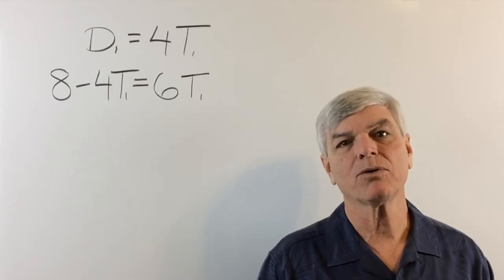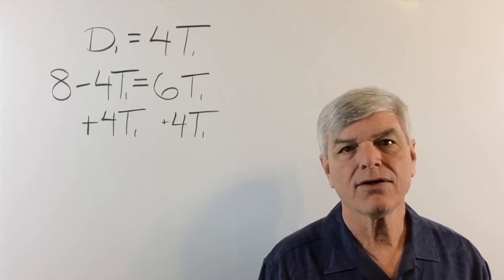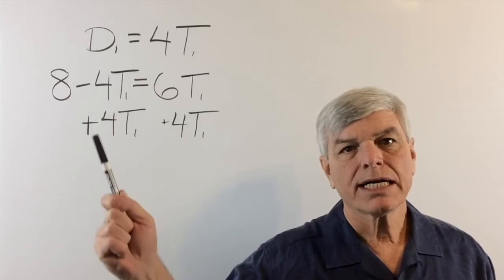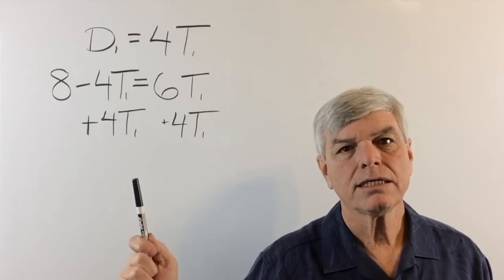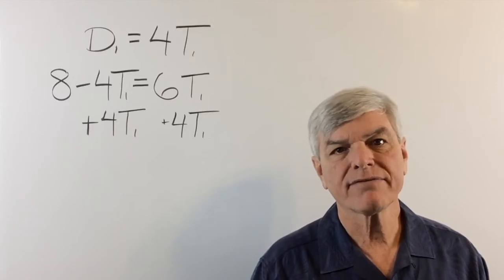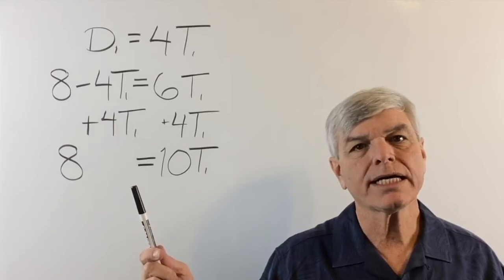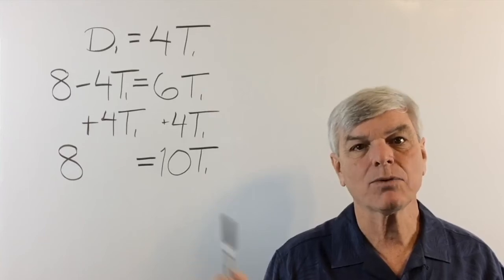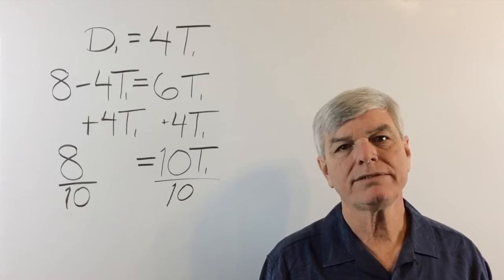When we have 1 variable, we can solve for it. That's right, we're going to get all the variables on one side and all the units on the other. And since all the units are already over here, we're going to get this unit over here, negative 4T1, positive 4T1. That's going to zero out here. So let's bring everything down. Bring the 8 down, the T1's zero out here. And 6T1 plus 4T1 is 10T1. Divide both sides by 10 and that will isolate our T1.